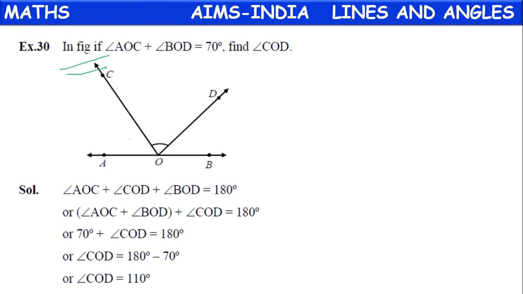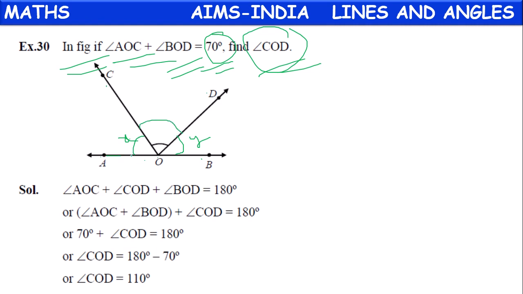So in the figure, if angle AOC plus angle BOD equals 70 degrees, what is angle COD? So if AOC plus BOD equals 70 degrees, what is angle COD? So AOC, let it be X, BOD, let it be Y, equal to 70 degrees. So then what is this COD?